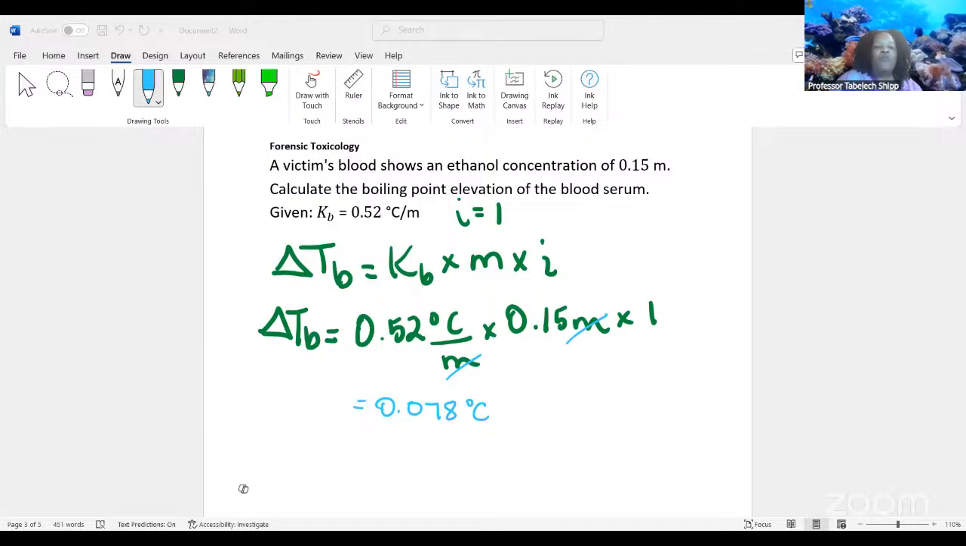So remember, the boiling point formula and the freezing point formulas are the same. They are pretty much the same.